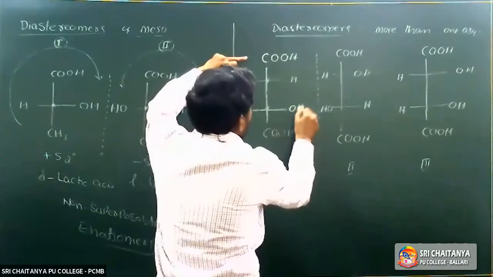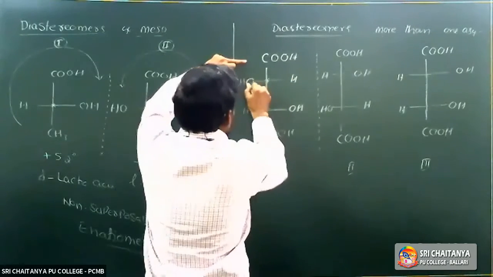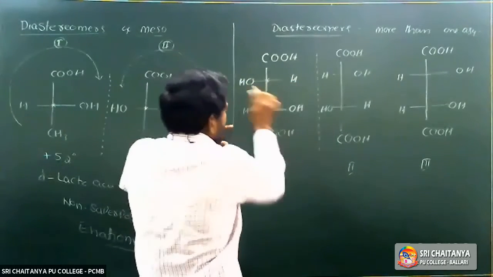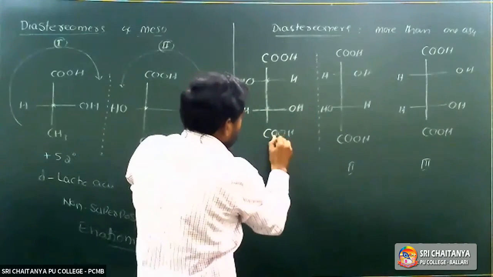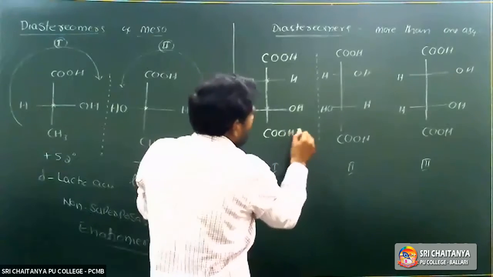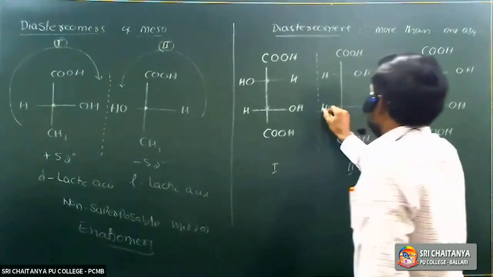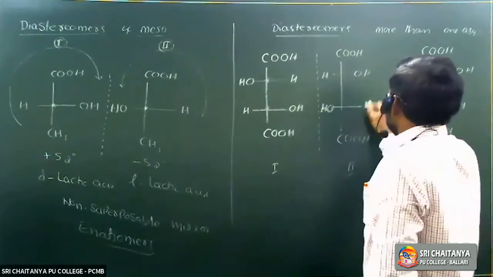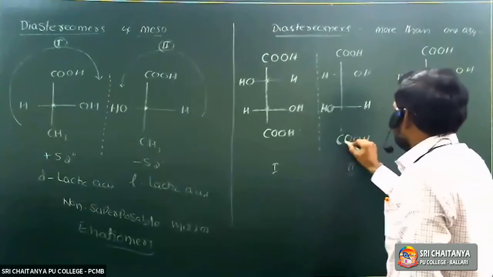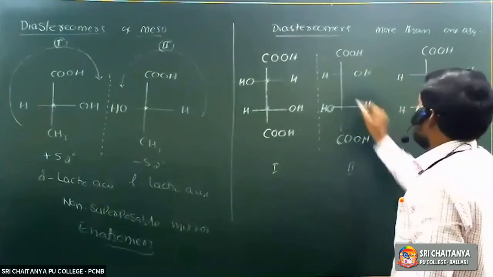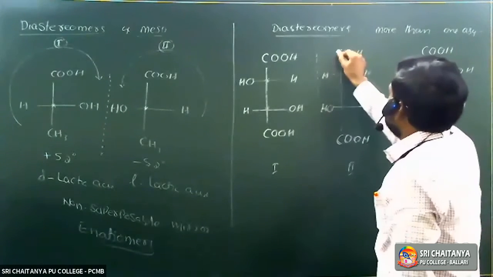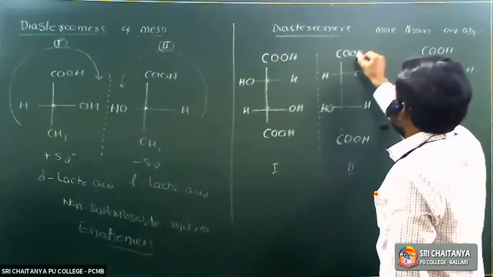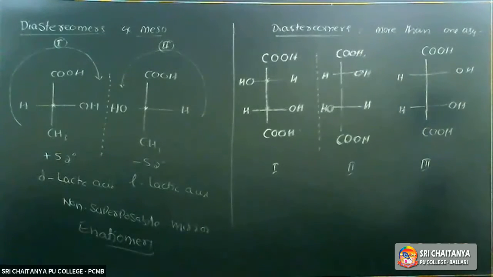2,3-dihydroxybutane-1,4-dioic acid. Okay, so it is H, OH. Next it is OH, H. Next it is COOH. Okay, so it's a mirror image. So it is the second form. So the second one and the first one are mirror images. Hence they are non-superimposable. Hence they are called enantiomers. So 1 and 2 are enantiomers.